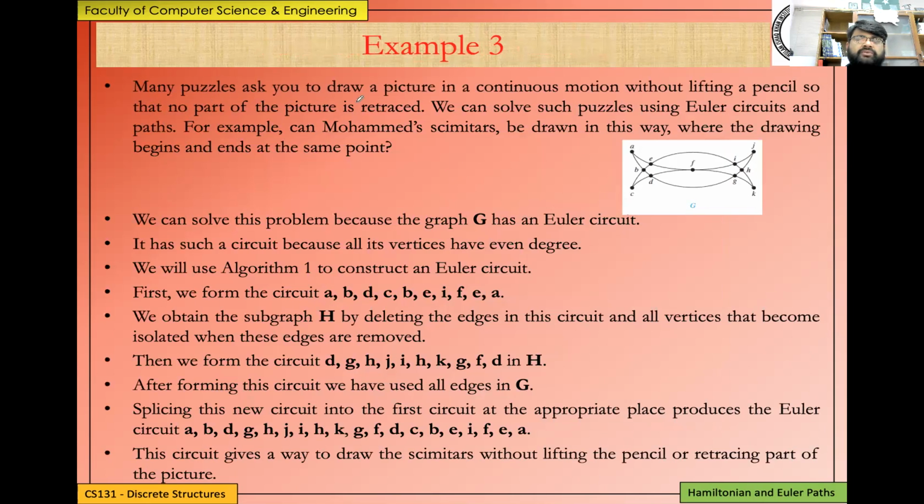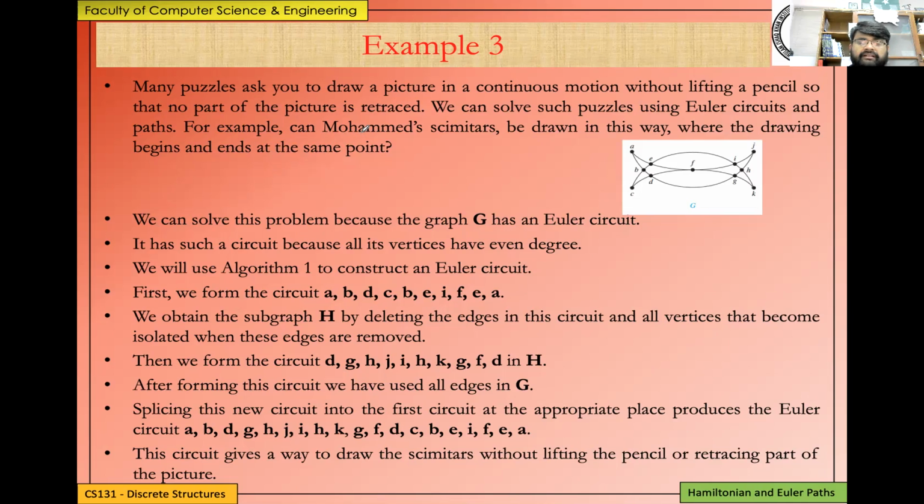Many puzzles ask you to draw a picture in a continuous motion. For example, you have to draw a picture connecting some points without lifting a pencil, so that no part of the picture is retraced. You cannot lift the pencil, nor move back over a line again. You can neither repeat an edge nor lift the pencil and start at another place. We can solve such puzzles using Euler circuits and paths.